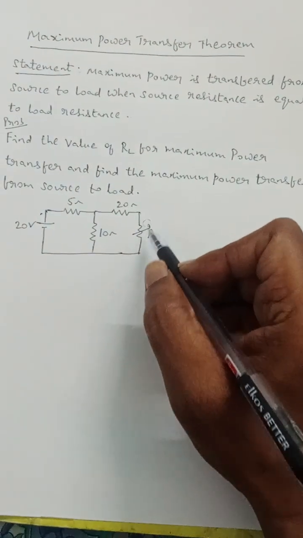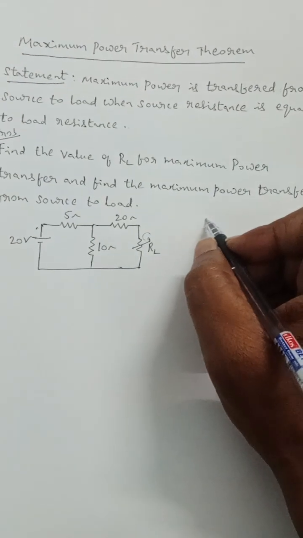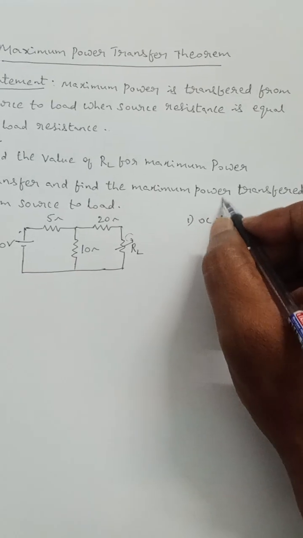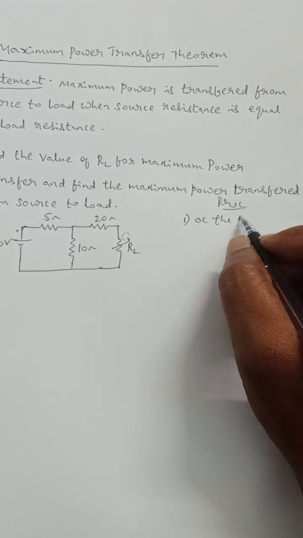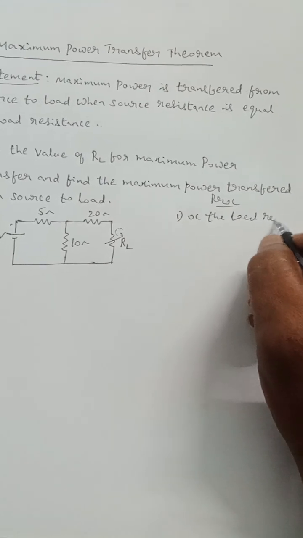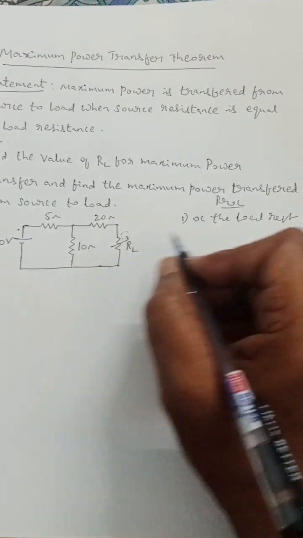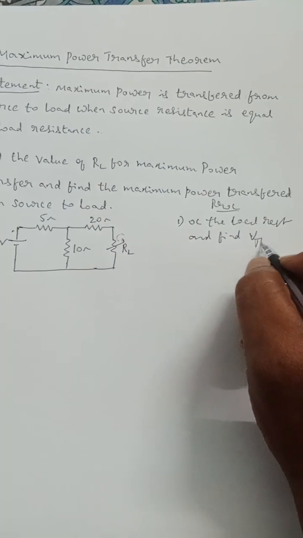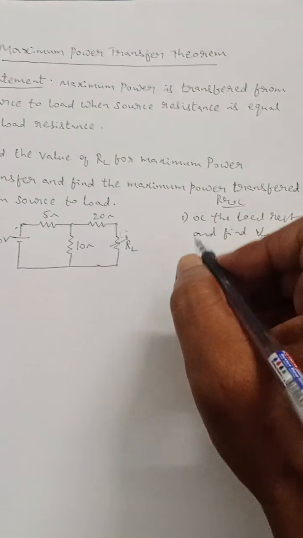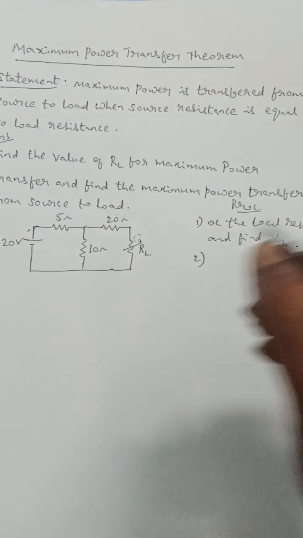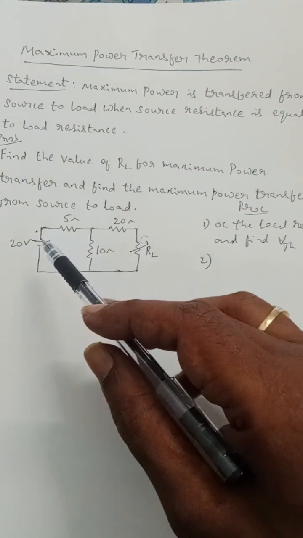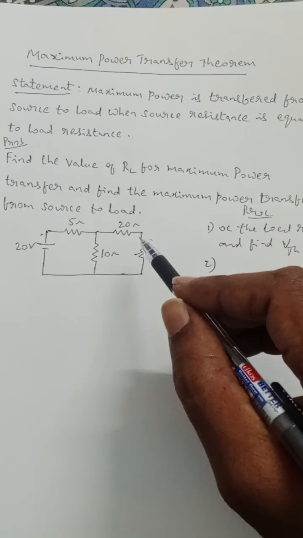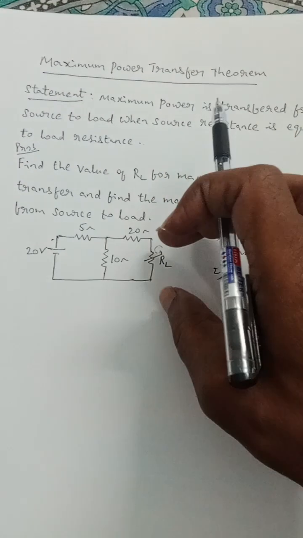So I want to find the load resistance here. So first of all, this is the procedure. Open circuit the load resistance and find V Thevenin across the load resistance. Coming to the second point, short circuit the voltage source and find R Thevenin across the load resistance.